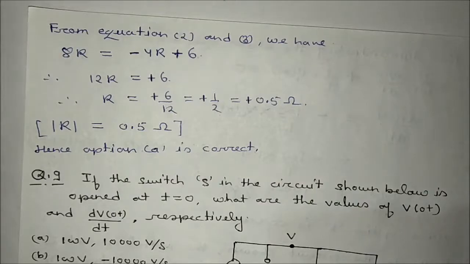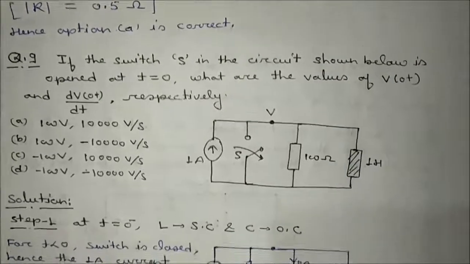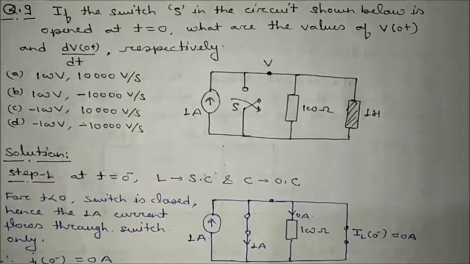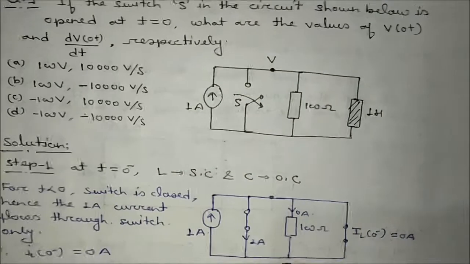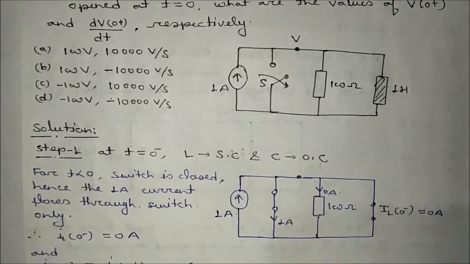Okay, so moving to the next problem, the ninth one. If the switch S in the circuit shown below is opened at t equal to 0, what are the values of V0 plus and dV0 plus by dt? It is again a problem based on the t equal to 0 plus circuit. So the first step is t equal to 0 minus. L will be short circuited, C will be open circuited.